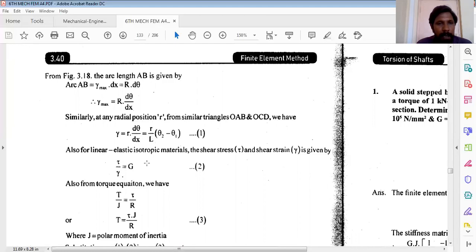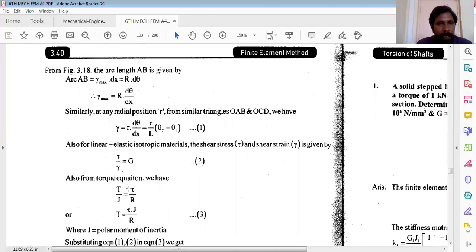We know that the modulus of rigidity, G, is the ratio of shear stress to shear strain within the elastic limit, and therefore we also know the torsional equation, which is T by J equals tau by R.